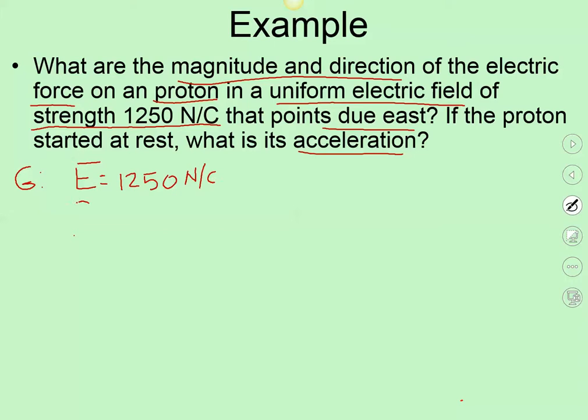Well, we know the charge on a proton, Q, is equal to 1.6 times 10 to the negative 19th coulombs. And if you forget this, go look in the front of your textbook. That's where your constants are. On a test, we're going to give that to you. We don't expect you to memorize it.